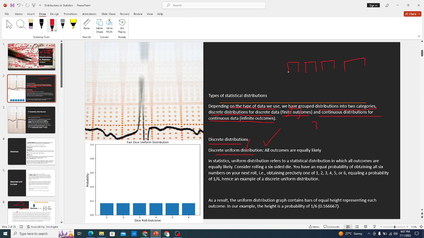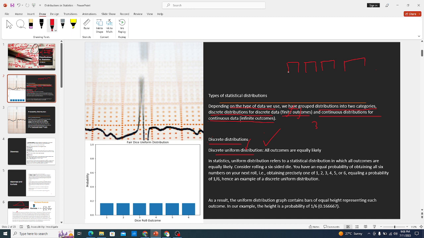Like for example, let's say the probability of a fair dice roll. If we roll a dice, we know we have six possible outcomes, and those six possible outcomes have a uniform probability.